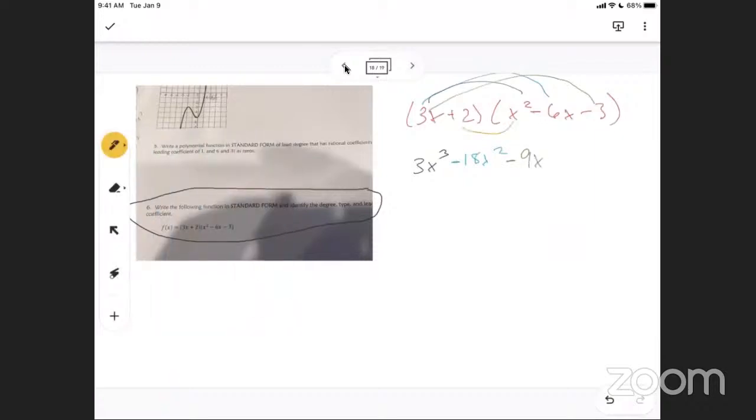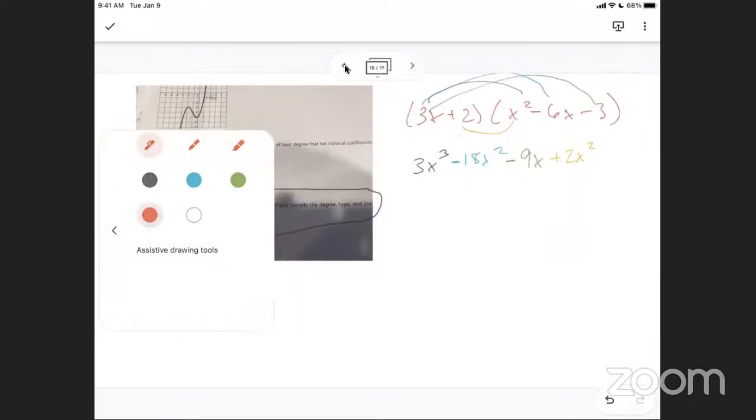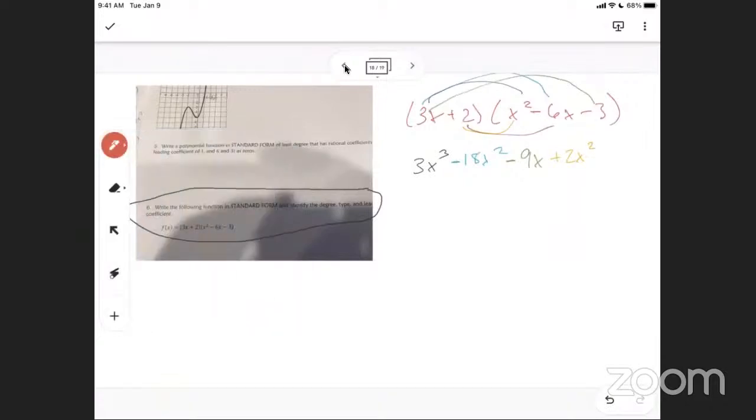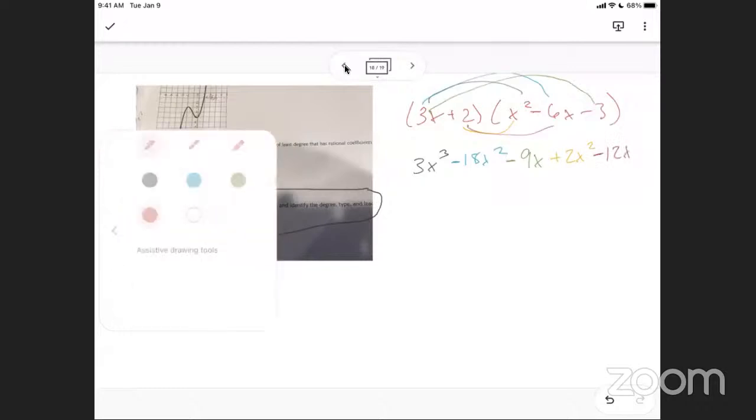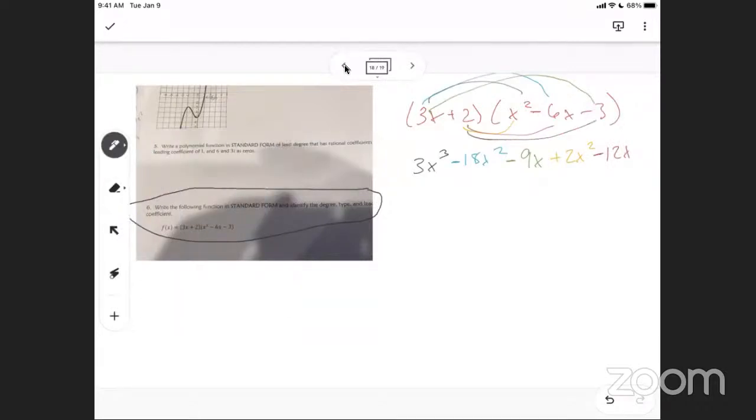Yep. 2 times x squared is 2x squared. Plus, don't forget the plus 2x squared. 2 times -6 is negative 12x. Good. And then 2 times -3 is -6. Good. Now let's add like terms. There's only 1 cubic, so it's 3x cubed. There's 2 squareds. What's negative 18x squared and 2x squared? Negative 16x squared. Perfect.